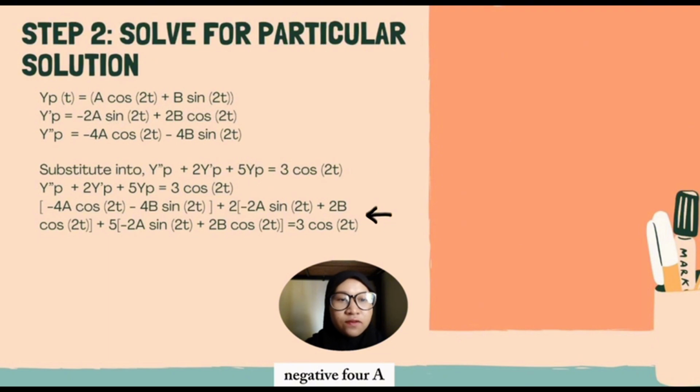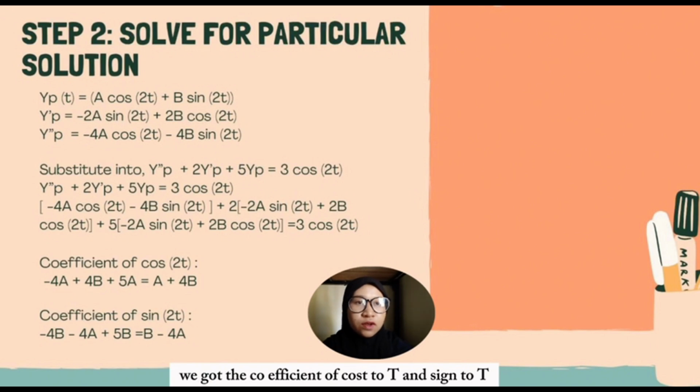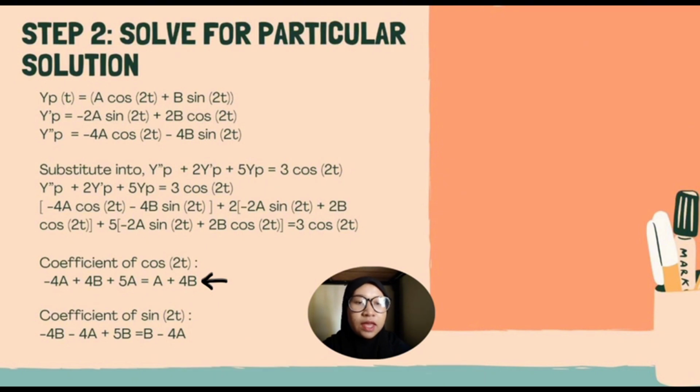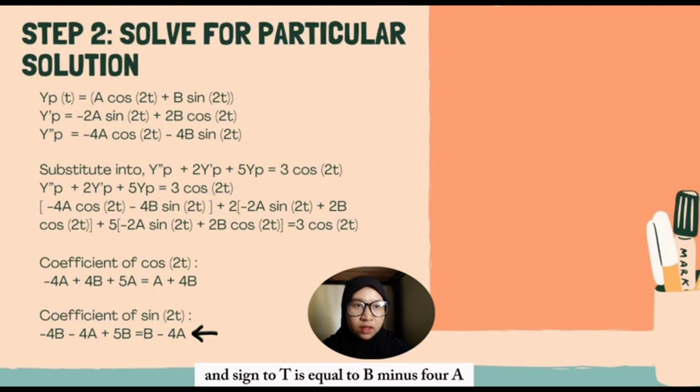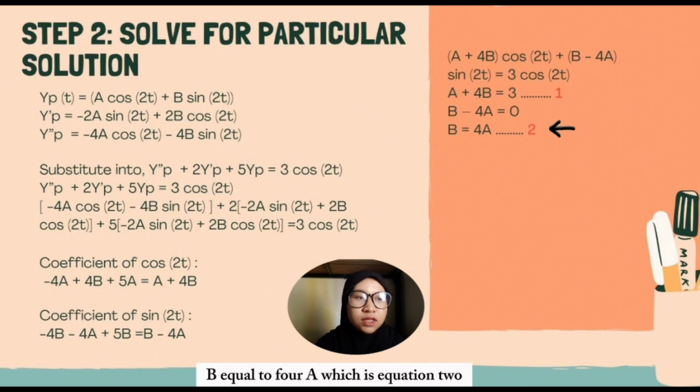Then we get negative 4a cos 2t minus 4b sin 2t plus 2 multiplied by negative 2a sin 2t plus 2b cos 2t, plus 5 multiplied by a cos 2t plus b sin 2t, equal to 3 cos 2t. From the substitution, we got the coefficient of cos 2t as a plus 4b and of sin 2t as b minus 4a. Then we compare the coefficients with 3 cos 2t, and we get a plus 4b equal to 3 for equation 1, and b equal to 4a for equation 2.